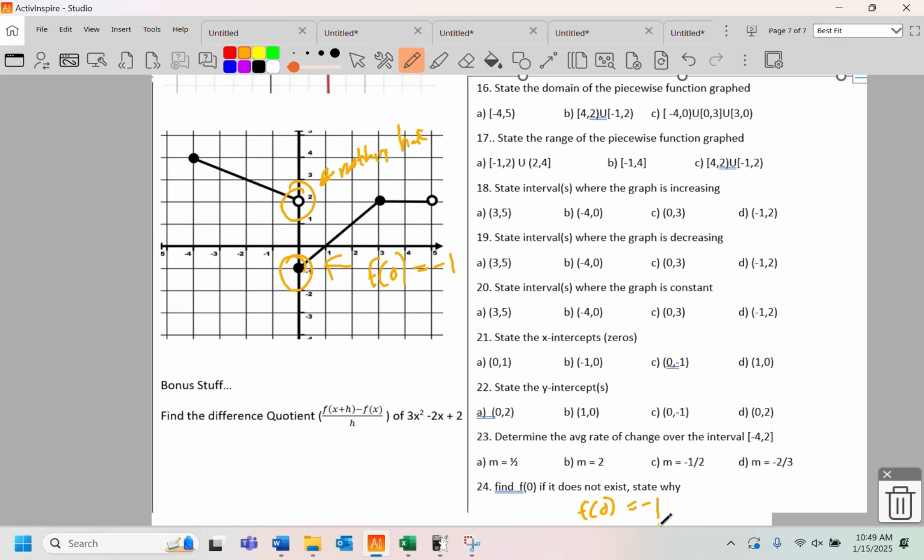I'm sorry. And here we have the bonus. I may not have enough room to do the full thing, but we're going to do this f of x plus h piece. So we're going to do 3. We see an x. It becomes x plus h. We're going to write it twice because it has been squared. Then -2 times an x plus an h, and plus a 2.